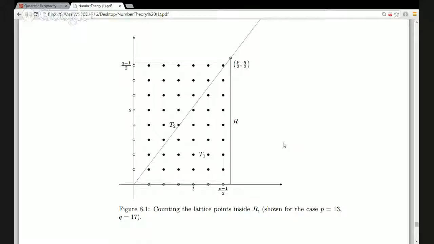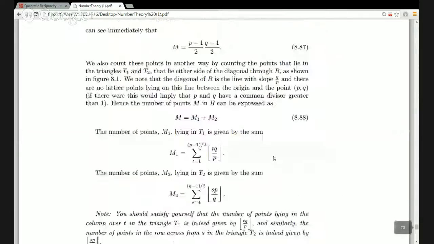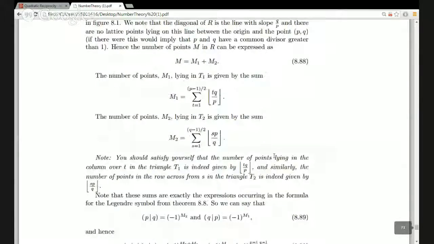The integer part... in there it's written down with j's, here it's written down with t's. The integer part of tq over p is the number of lattice points underneath the line in column t. And so when you perform that summation, when you add them all up, you get capital M1, which is the number of lattice points in T1.